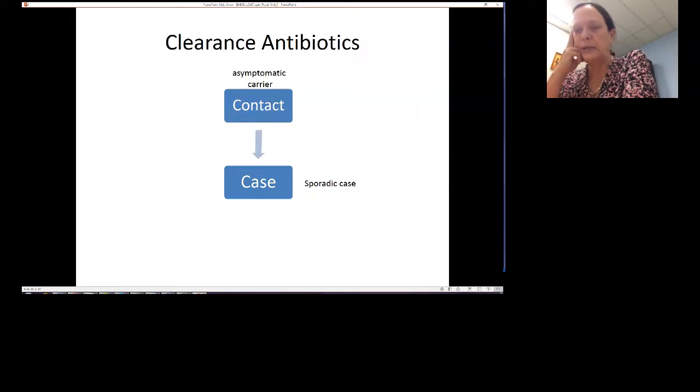The rest of the clearance antibiotics are about finding, amongst the case's group of close contacts, who the carrier may be. We don't test for that. We just give clearance antibiotics to all the close contacts, and the purpose of that is to stop whichever contact transmitted the meningococcal bug to the case from spreading it to other people, so to prevent other secondary cases amongst that contact's contact network. So I think we're done with that slide now.